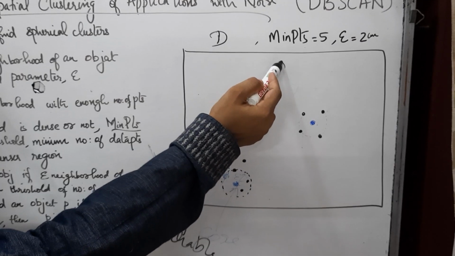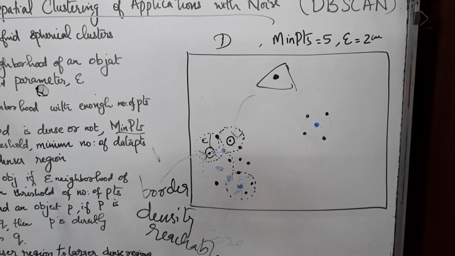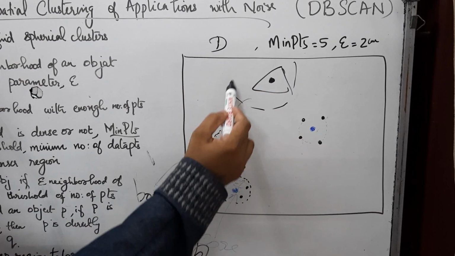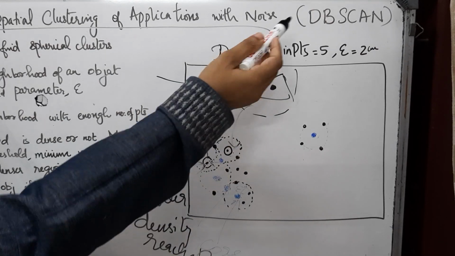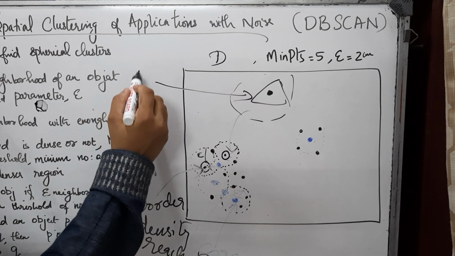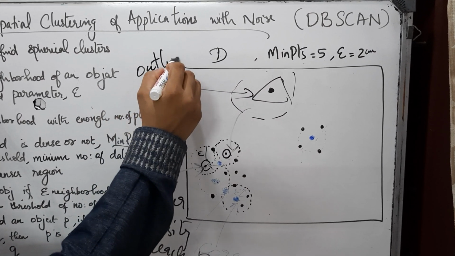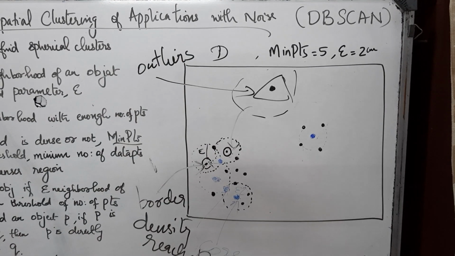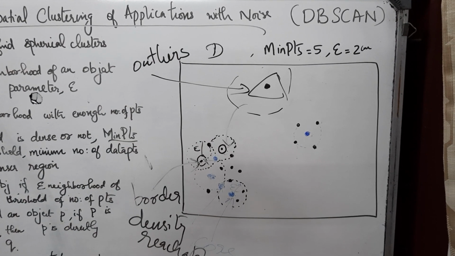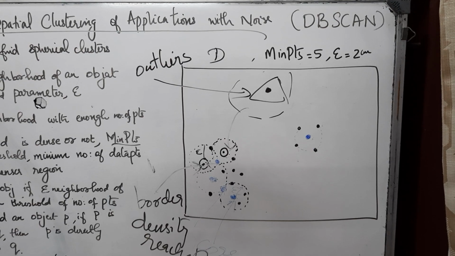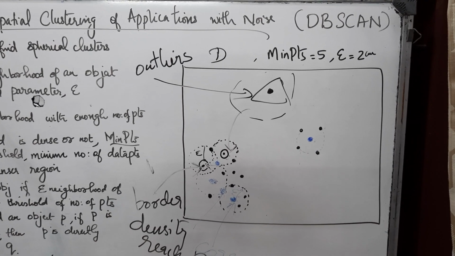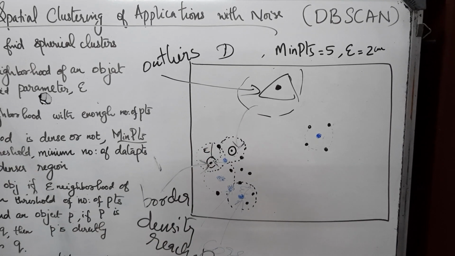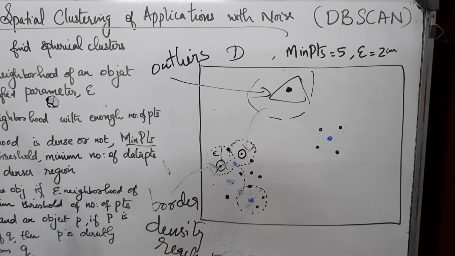Then take into consideration this point. By taking its radius, no other points exist. So it is not satisfying the minimum point criteria. So this point is considered an outlier. This is the special thing about DB-scan: it easily identifies outliers, unlike the K-means algorithm. So this is an outlier. By taking the cluster, we can remove this outlier.